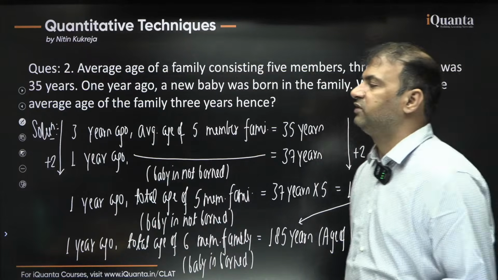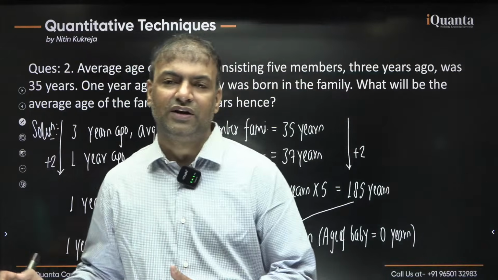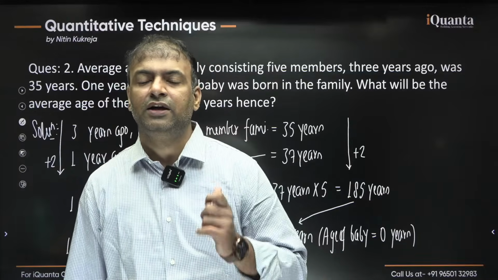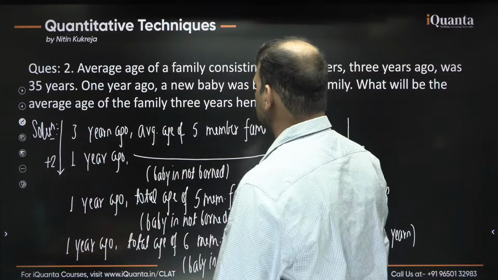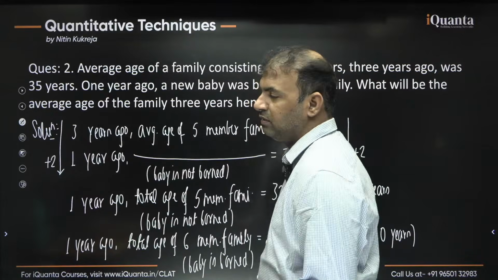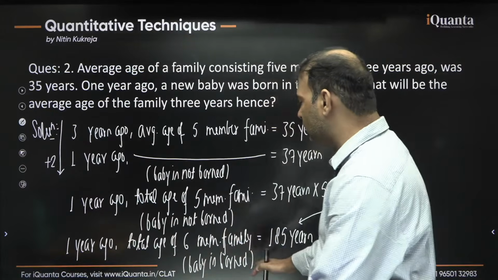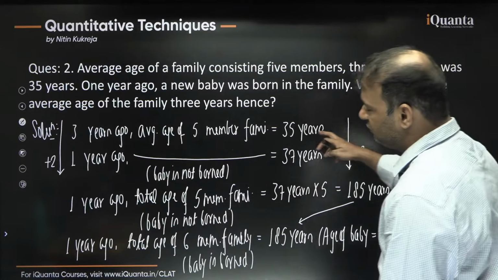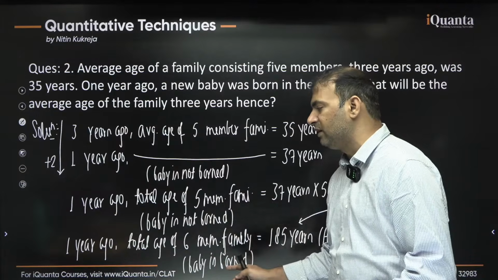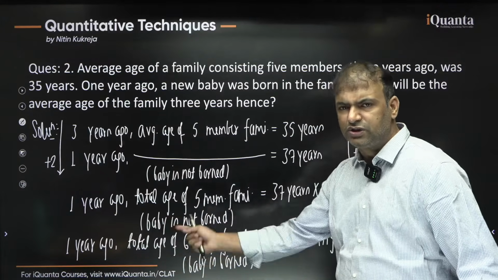Okay. Now what, guys, now we have the data with the baby, good for us, right? Now we can solve this question very easily, okay? Because the final question was about the 6-member family, all right? Now we have the data of 6 members, so we do not need to do much. We can just find the average age of the 6-member family at this point of time, which is 1 year ago, right?